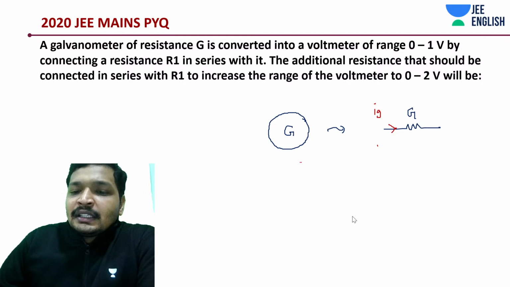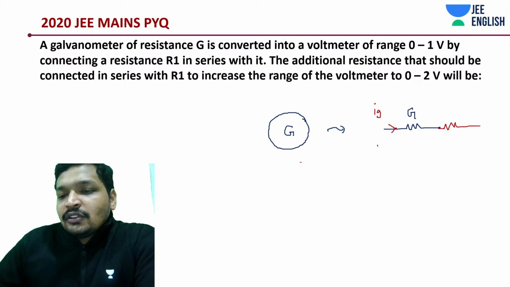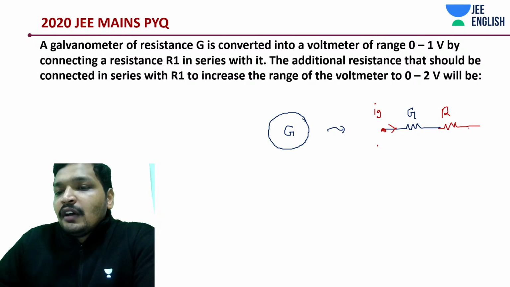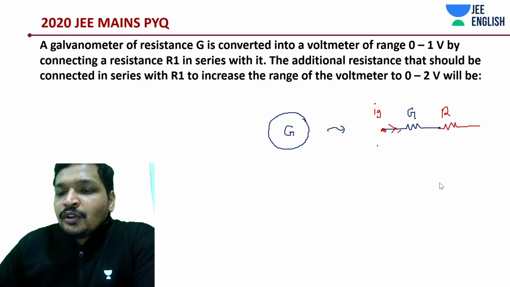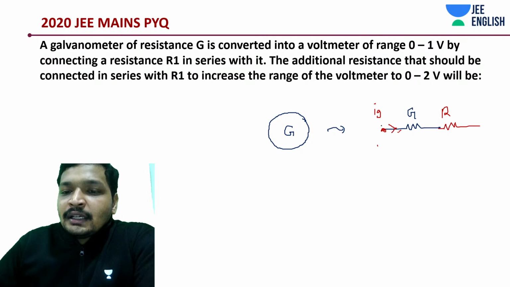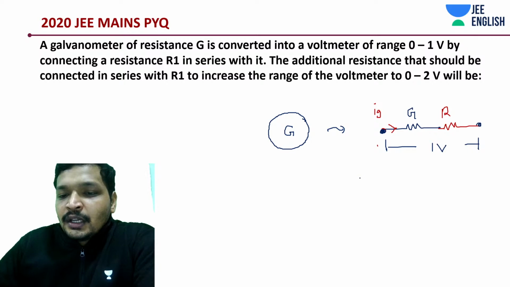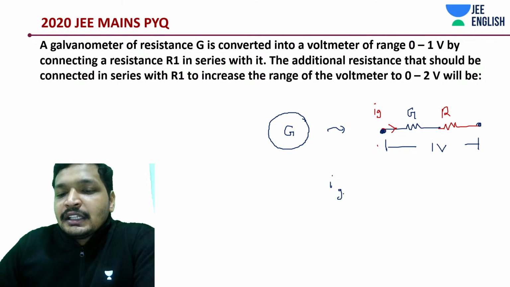So what have you done initially? You have connected some resistance R in this case, and you're trying to measure the potential. For zero current, you're able to measure 0 volts. For maximum current Ig, you're able to measure 1 volt. So it's basically saying Ig into (G plus R) is 1 volt.